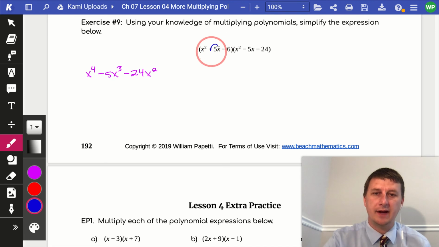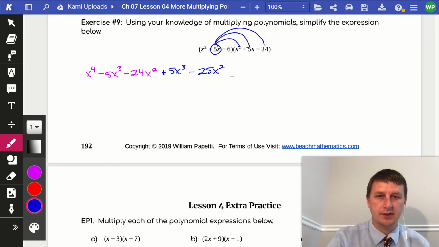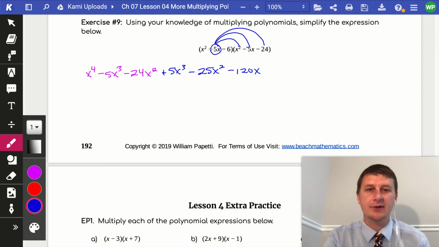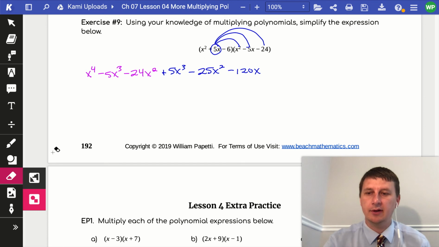So I'm going to go to 5x now, and I'm going to multiply 5x times everything in the second set of parentheses. I'm going to go 5x times x squared, and that's going to be 5x to the 3rd. 5x times negative 5x, and that's going to be negative 25x squared, and 5x times negative 24, which is going to be negative 120x. Once again, I've multiplied my second term in my first set of parentheses by everything in the second set. So now I'm going to go ahead and erase that.